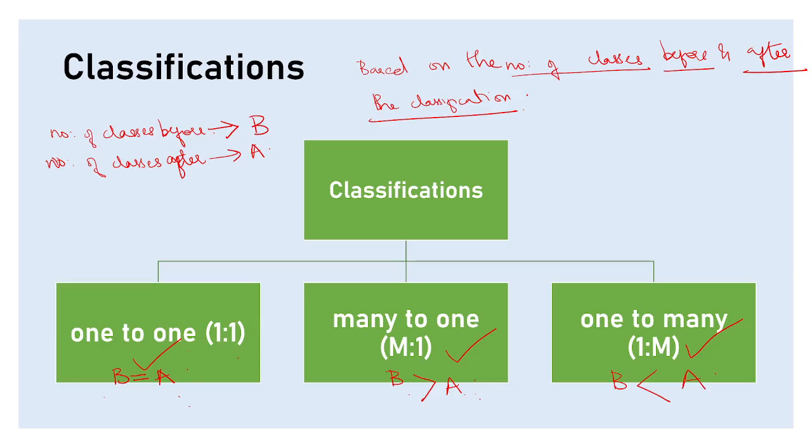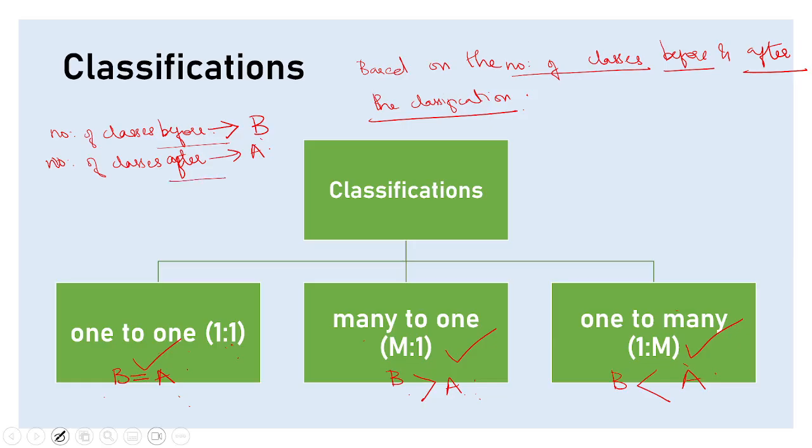Just keep in mind that the classifications can be categorized into three based on the number of classes before and after the classification. They are of three types: one to one, many to one, and one to many. And they're noted like this: one to one means one is to one, many to one is m is to one, one to many is one is to m. For ease of understanding, I have denoted it like this. But the only thing you have to remember is one to one is when the number of classes before is equal to the number of classes after.